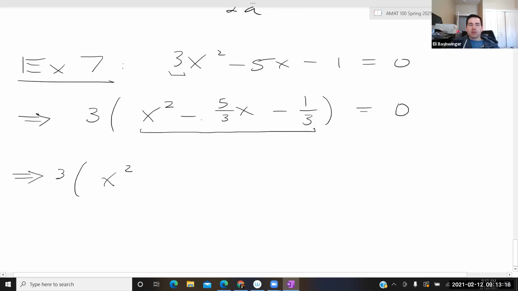So now I'm going to do the same thing. I'm going to take this middle term right here, the coefficient of the x term. I'm going to divide by 3 and square it, and then I'm going to add that in. So if I divide by 3, I get that squared, but then I have to subtract that off. So I get 5 over 2 times 3 squared, and then I subtract it off, and then I have this 1/3 over here.